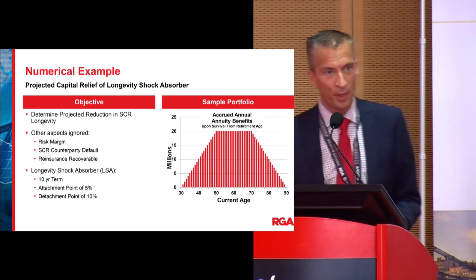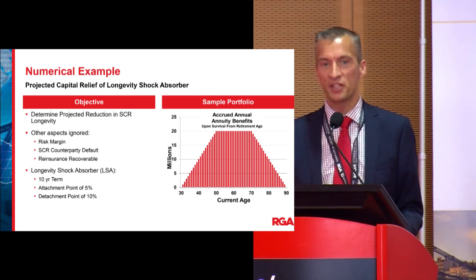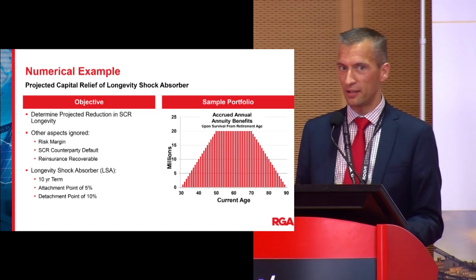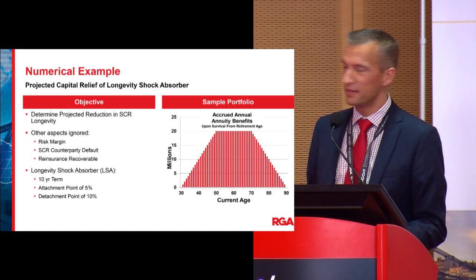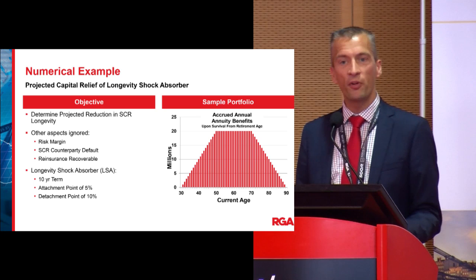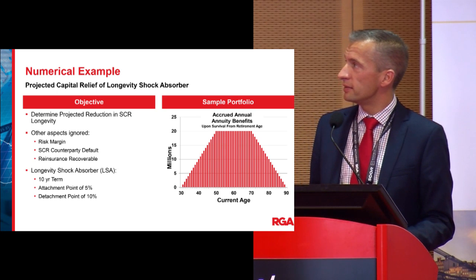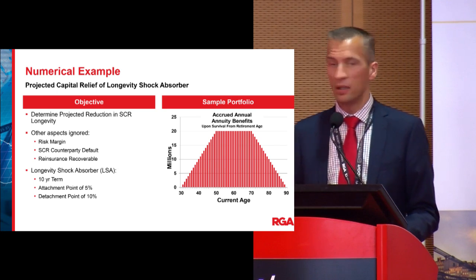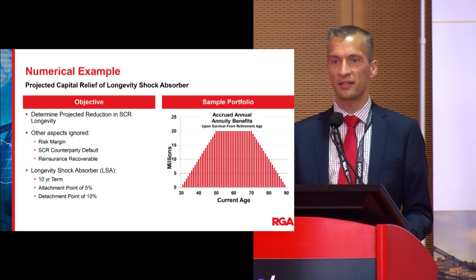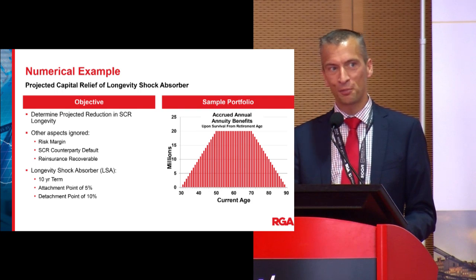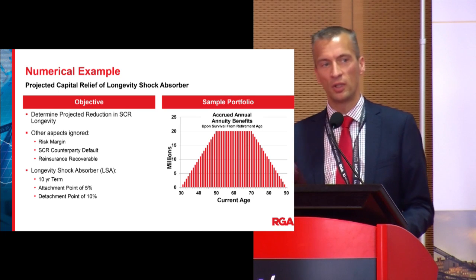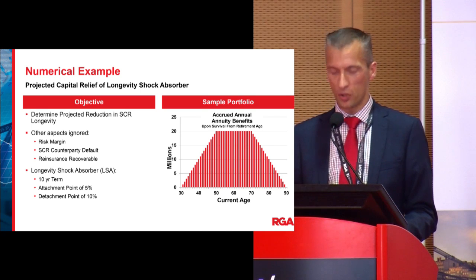Okay, the final part of my presentation is a numerical example, just to give you a bit more insight in how a transaction like this would work. And I'll do it a bit quickly, but there's a lot to say about these transactions. But so, just a portfolio with accrued benefits. I will focus actually on how the longevity SCRs are projected. What the projected reduction in longevity SCR will be. So not just current longevity SCR, but also how the projected longevity SCR will reduce over time.